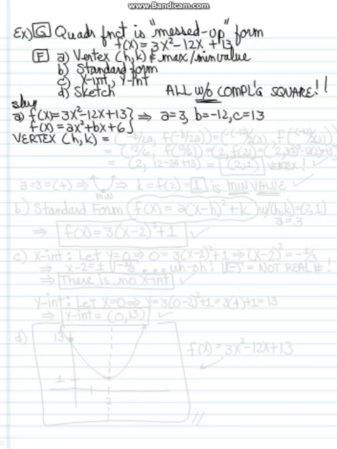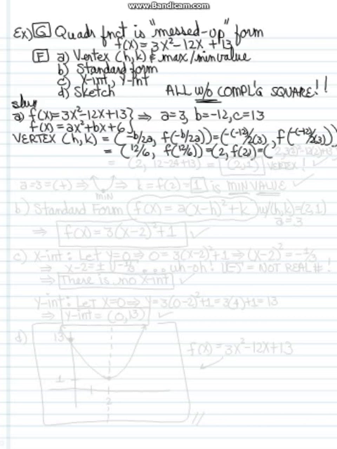Then the vertex (h, k) is given by the formula negative b over 2a, comma, f of negative b over 2a. So plug in negative b over 2 times a, and then f of negative b over 2 times a. And of course, this is where b is equal to negative 12 and a is equal to 3. All right, so plug those values in and simplify, and we will get 12 over 6, comma, f of 12 over 6, which simplifies to 2, comma, f of 2.